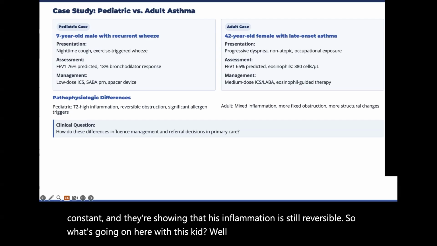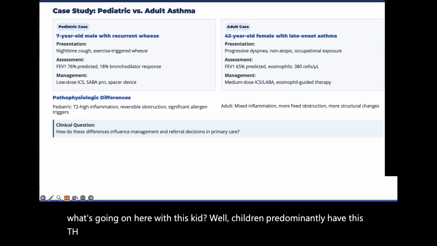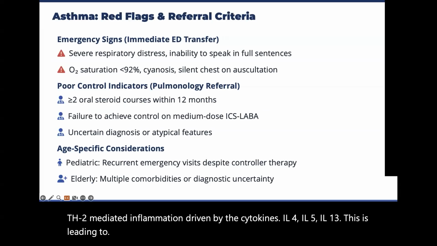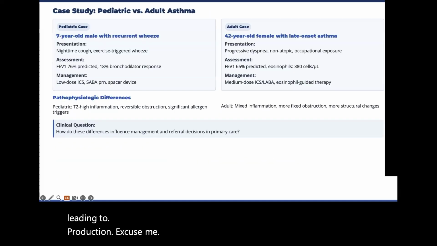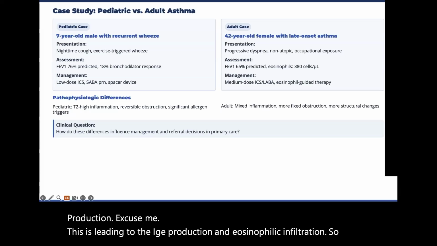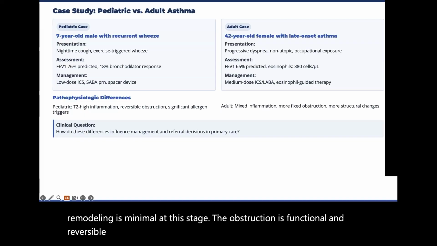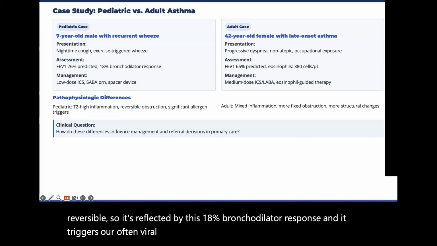Well, children predominantly have this Th2-mediated inflammation driven by the cytokines IL-4, IL-5, IL-13. This is leading to the IgE production and eosinophilic infiltration. So airway remodeling is minimal at this stage. The obstruction is functional and reversible. So it's reflected by this 18% bronchodilator response, and its triggers are often viral or infectious allergens.